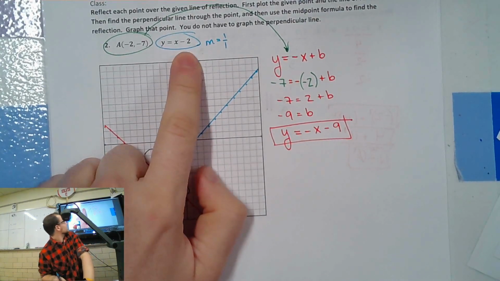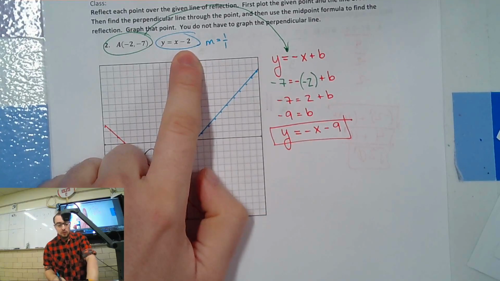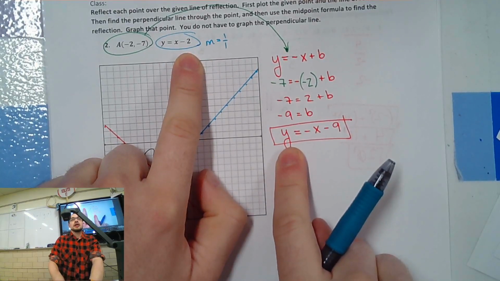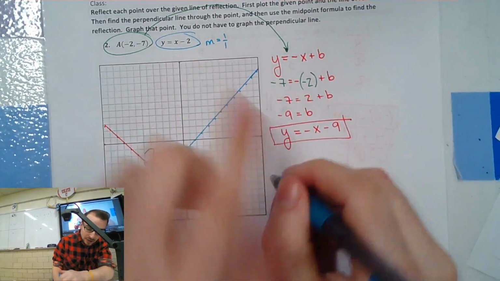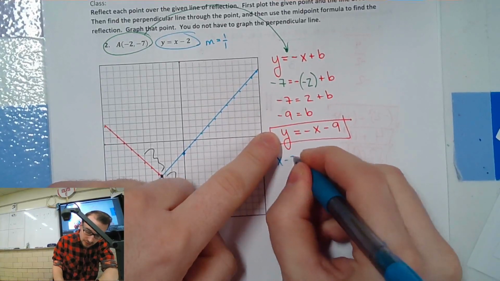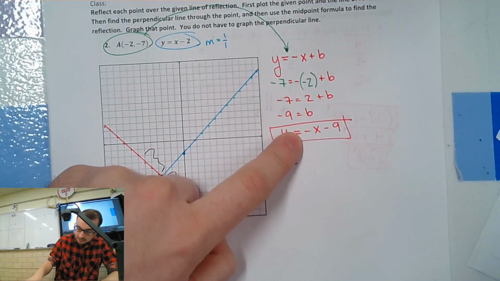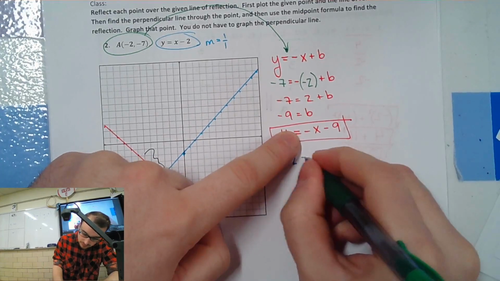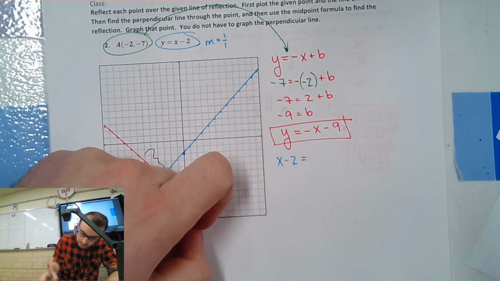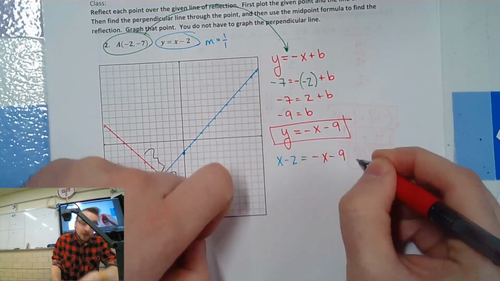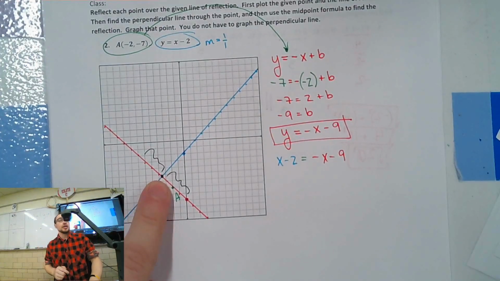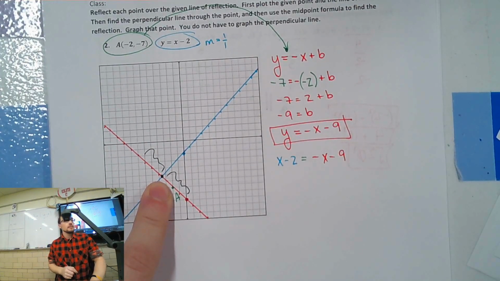See how y equals x minus 2? Well, if y equals x minus 2, can't I substitute it down here? So I'm going to do that. I'm going to write x minus 2 equals -x minus 9. And where they equal each other is where they agree. In other words, where they intersect, right?